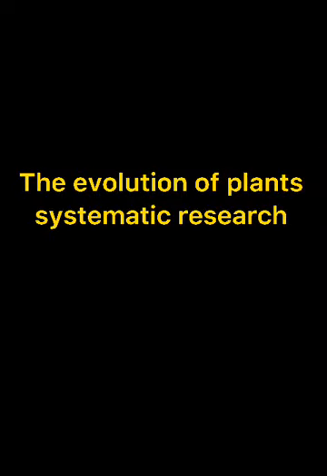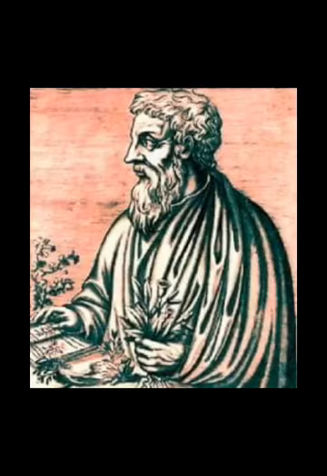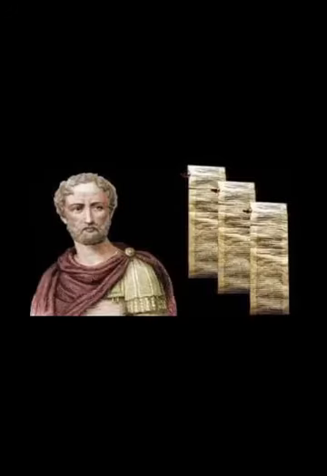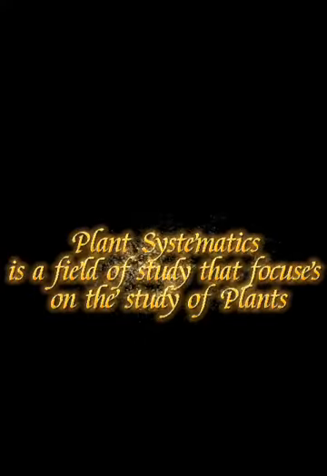Plant systematics may have been accidentally initiated by early botanists such as Theophrastus, Pedanius Dioscorides, and Pliny the Elder, who each catalogued many plant species in their writings. With the publication of The Origin of Species, Charles Darwin became the most influential figure in science. He may have been the first to employ phylogeny, and he referred to the fast evolution of all higher plants in recent geological time as an abominable mystery. Plant systematics is a field of study that focuses on the study of plants.